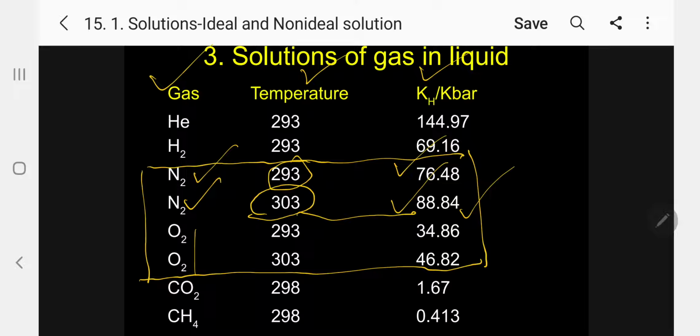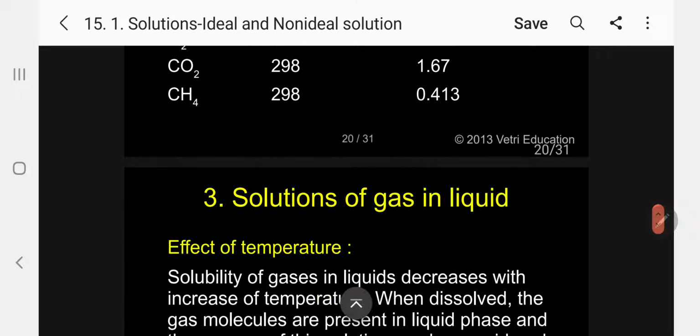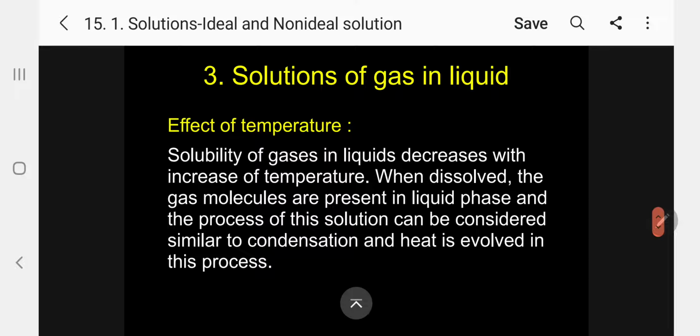In the same way in the case of oxygen, at 303 the value of KH is 46.82, and at 293 the value is 34.86. So higher the temperature, solubility decreases. Higher the KH value, solubility decreases in the case of oxygen. Kindly follow. Now, effect of temperature.